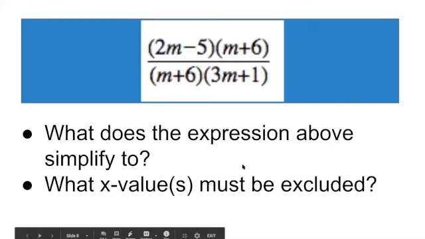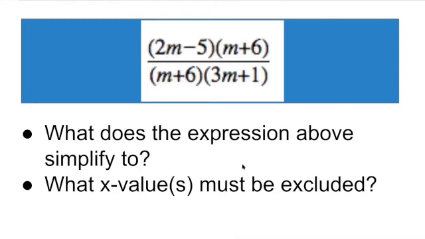And okay. What does the expression above simplify to? What x value or values must be excluded? The same thing I did before with the 9x, I'm going to change the order. So the 2m minus 5 is being multiplied by this quantity m plus 6. So we can change the order of the multiplication. It's the commutative property. Okay, this is very slow. So I am going to try something a little different.